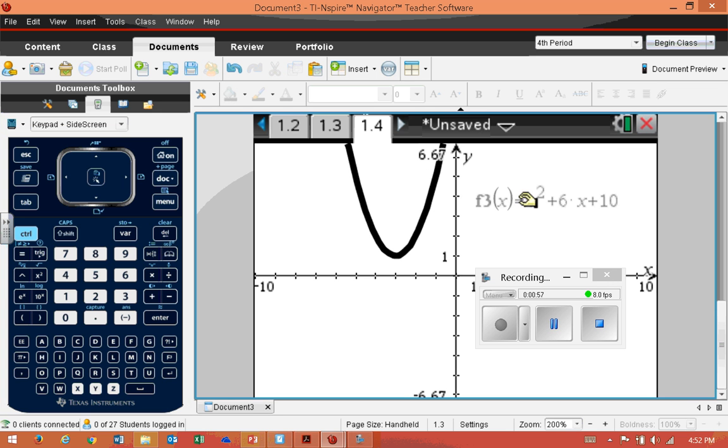There it is. I'm going to move this out of the way for clarity. And in this case, the vertex is the minimum point on the parabola, or the quadratic function. This graph is called a parabola. So let's find that minimum point.